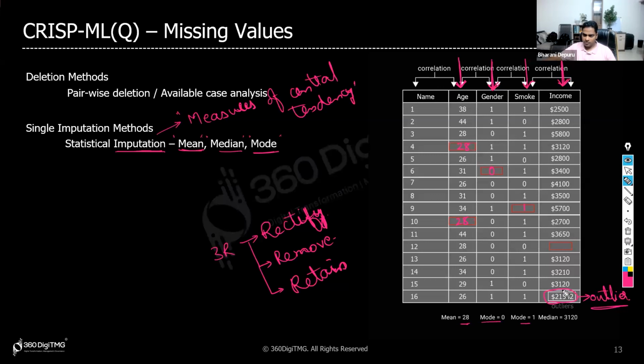So given this data set, you might not want to calculate the mean. Instead, you might say, hey, let me calculate the median of this column. When you calculate the median of this column, if you get 3120 as the median, you replace this missing value with the median. Replacing the missing value with the median is called median imputation.